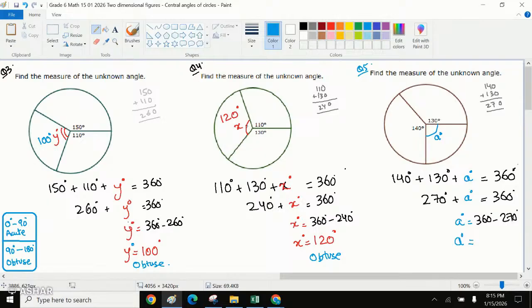Typing error, right? 106 is not possible there. Okay. So when we subtract 360 minus 270, we get an answer that says 90 degrees. As per our given information over here, we know what kind of an angle this is. If A comes out to be 90 degrees, right? And we know that whenever we have a 90 degree, we make a box angle.